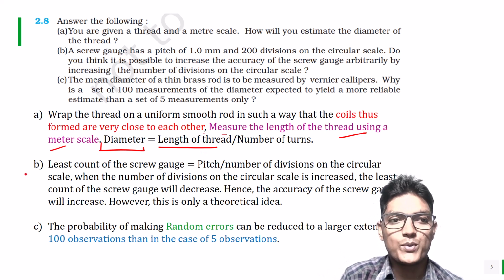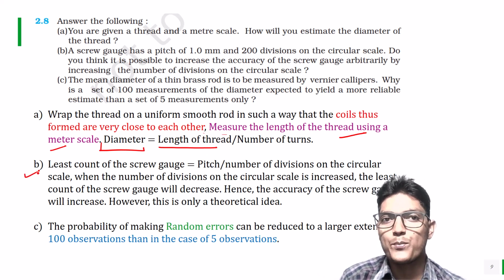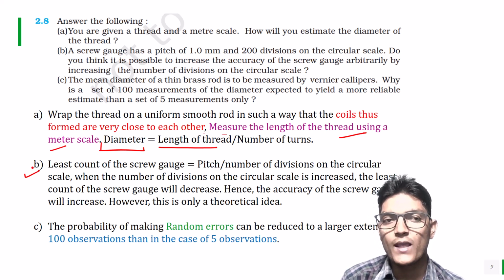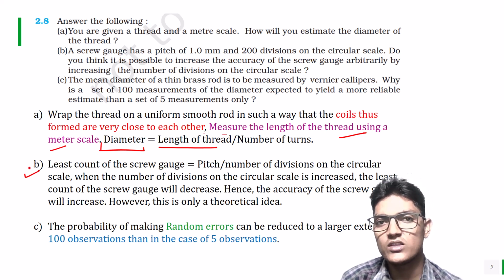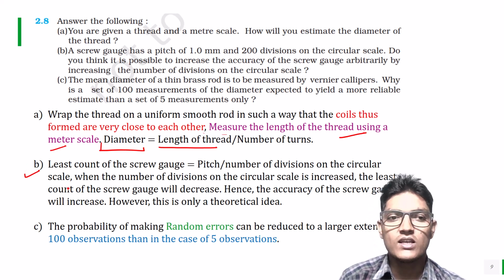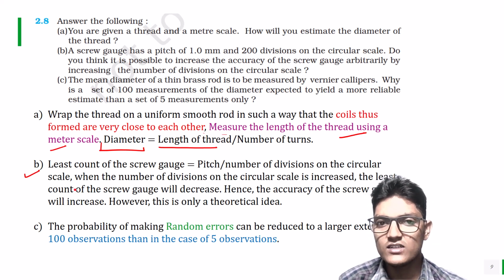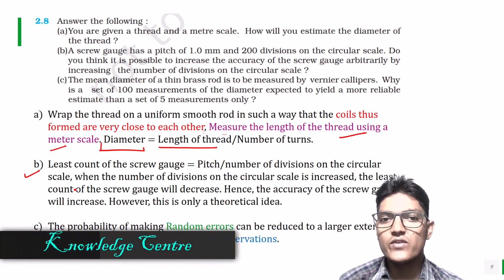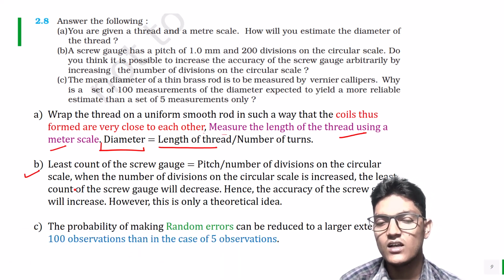Now क्वेश्चन नंबर जो बी है, एक स्क्रू गेज है, उसका पिच है 1 mm, उसमें 200 डिवीजन है CSD पर. Do you think it is possible to increase the accuracy of the screw gauge arbitrarily by increasing the number of divisions on the circular scale? So yes, see जो least count होता है हमारा screw gauge का, उसका फॉर्मूला होता है pitch divided by number of divisions on the CSD. तो अगर आप नंबर ऑफ डिविजन्स को बढ़ाते हैं तो हमारा जो लीस्ट काउंट होगा वो छोटा होगा, लीस्ट काउंट डिक्रीज करेगा. अगर लीस्ट काउंट डिक्रीज करेगा तो एक्यूरेसी बढ़ेगा.